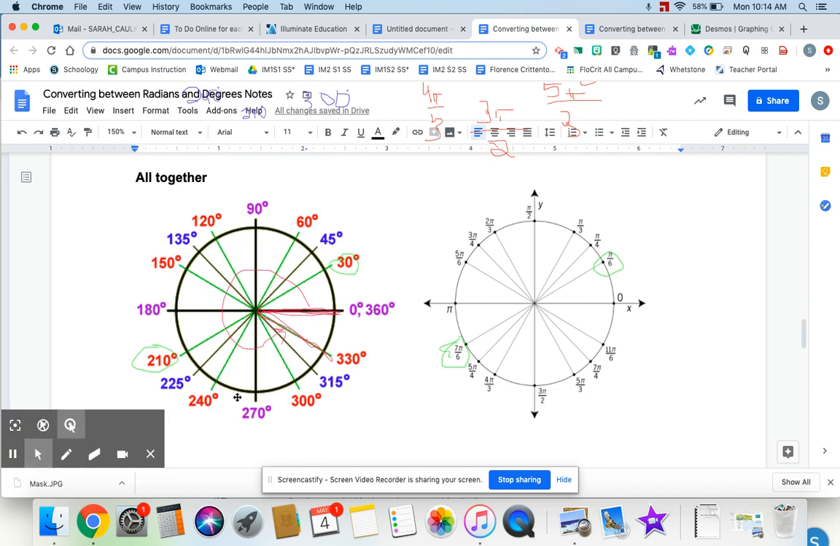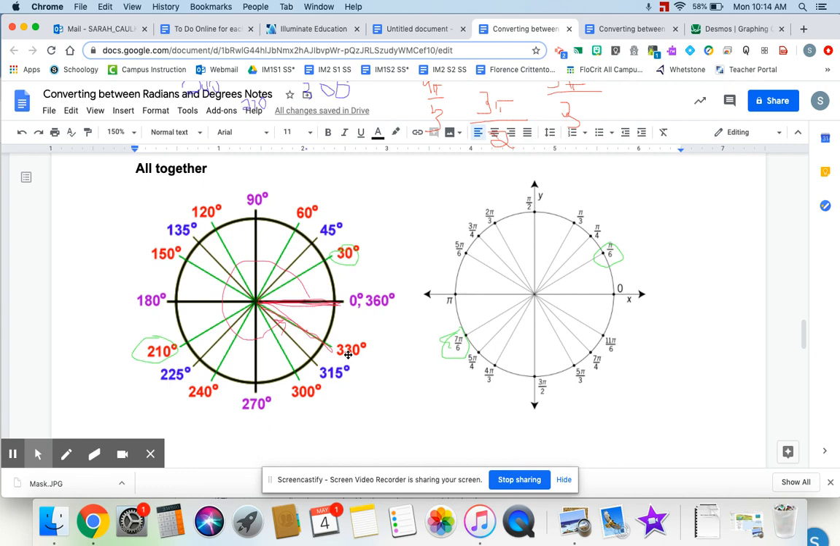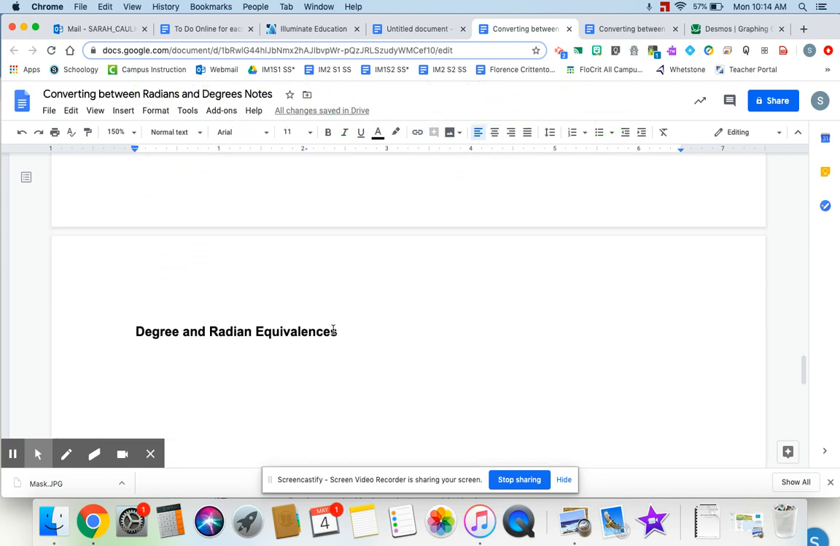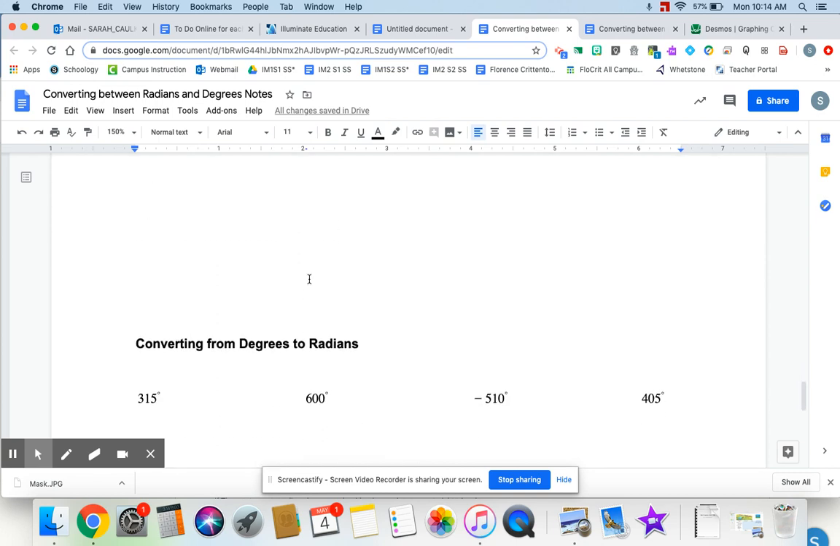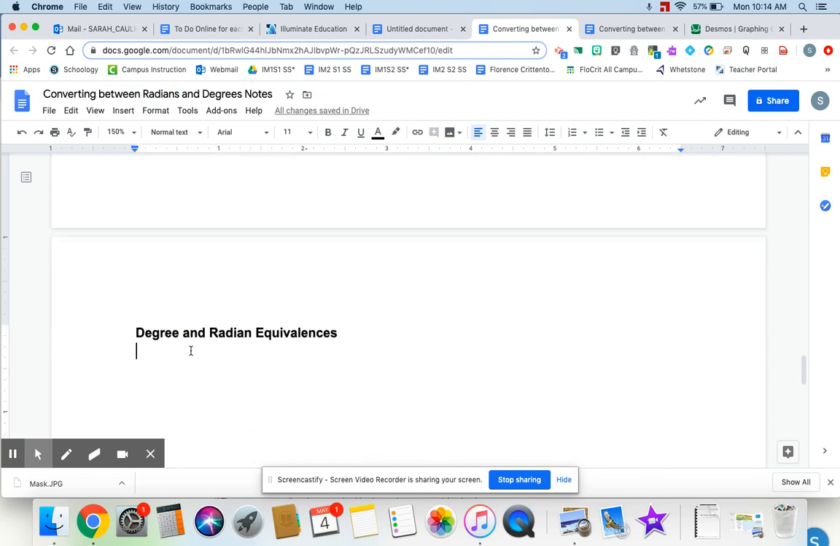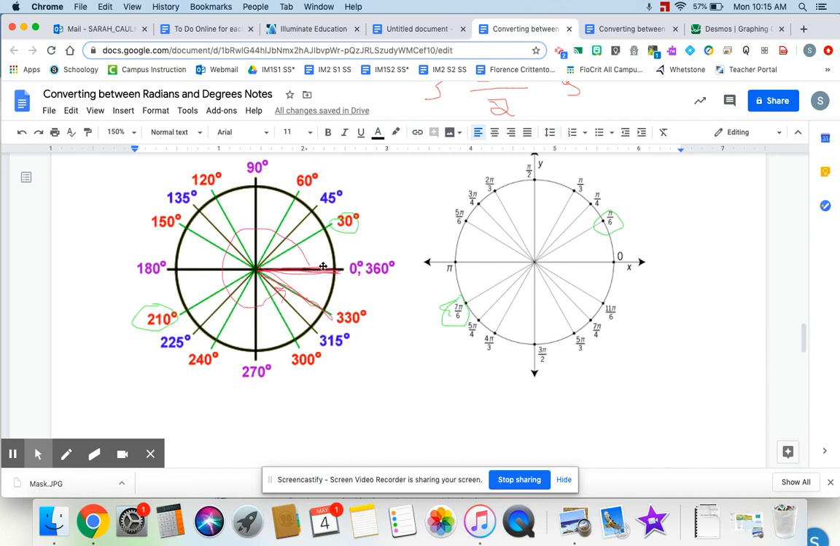And so what the worksheet would expect of you, what the test would expect of you, is to be able to convert. Like if I said something was 500 degrees, could you tell me how many radians that was? Or if I told you something was 6 pi over 4 radians, could you quickly tell me how many degrees that was without necessarily looking at this chart? And so here's how we do it. Here's the radian to degrees equivalency. I'm going to go from here with the most basic one.